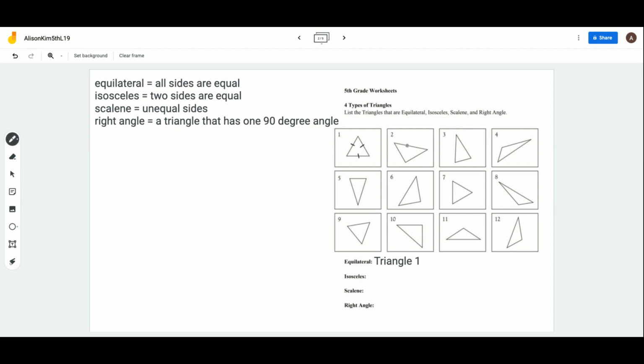Now let's look at number 2. We see that these two may be equal, but we can't say that for sure, right? And we know that this hypotenuse right here is not equal at all, but there is a right angle right here. We can see it. Oh, that's a horrible square. There's a right angle right there. So we can assume that triangle 2 is a right angle triangle.